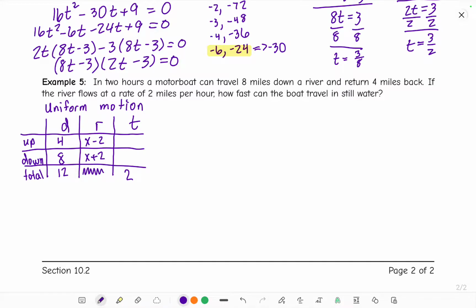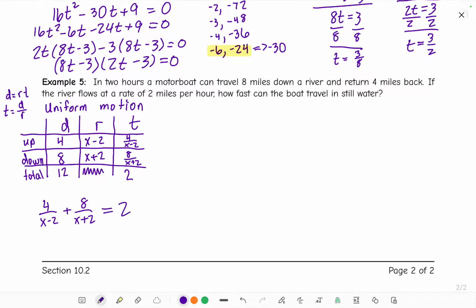And then to get our time, if I know d equals r times t, then t equals d divided by r. So this time will be d divided by r, so 4 over x minus 2. And this time will be d divided by r, so 8 divided by x plus 2. Then the last column gives us our equation. So we get 4 over x minus 2 plus 8 over x plus 2 equals 2. So we get a rational equation.